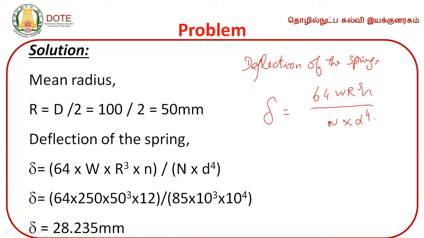Delta is equal to 64 W R cube n divided by capital N into d to the power 4.